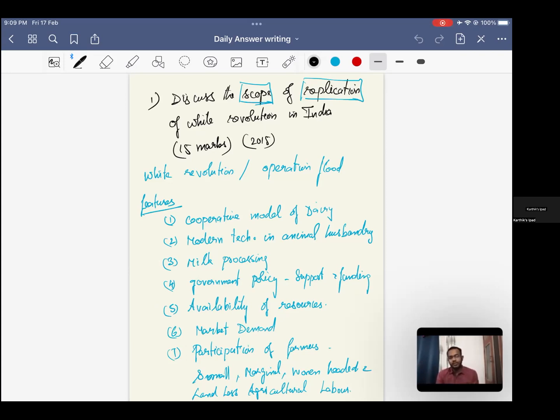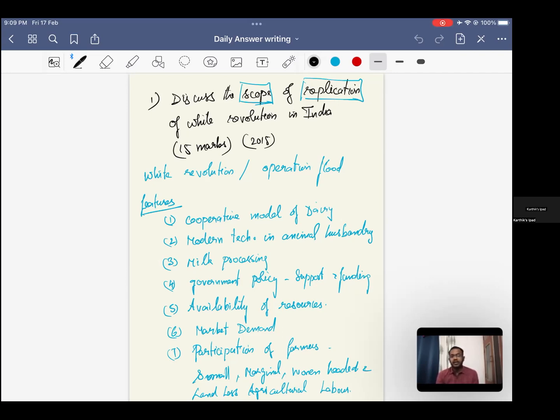And given 15-mark questions, a brief intro can be given with respect to white revolution, also called Operation Flood, which was started in the 1950s by Dr. Verghese Kurien in Anand city of Gujarat, where Amul, Anand Milk Union Limited, came into existence. So these are the features.